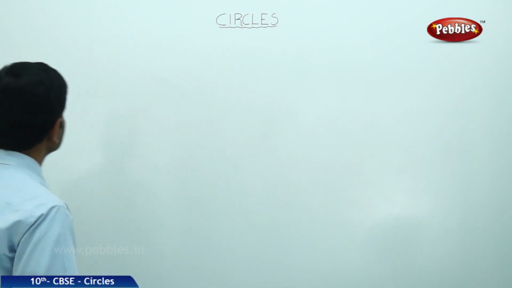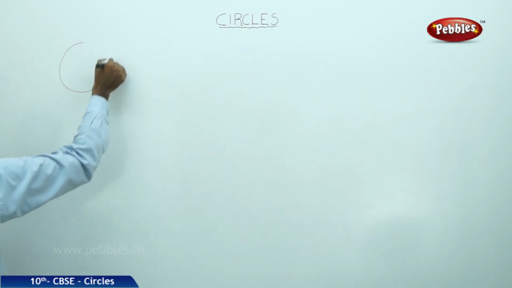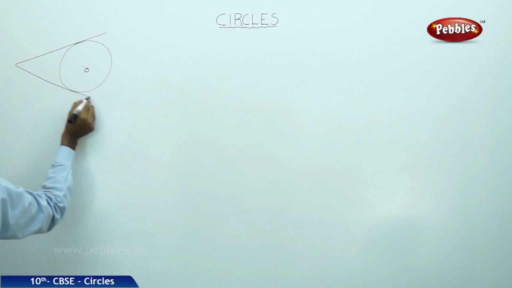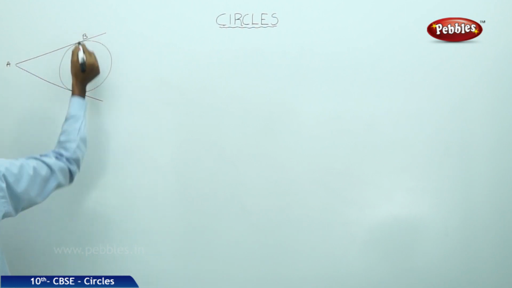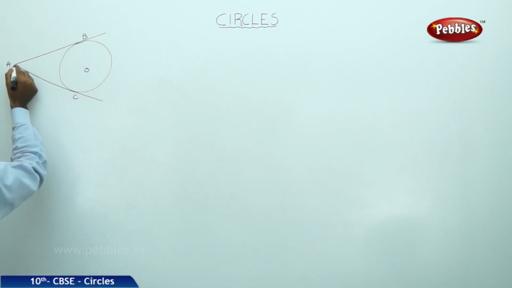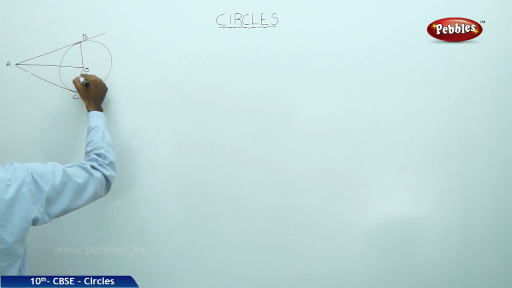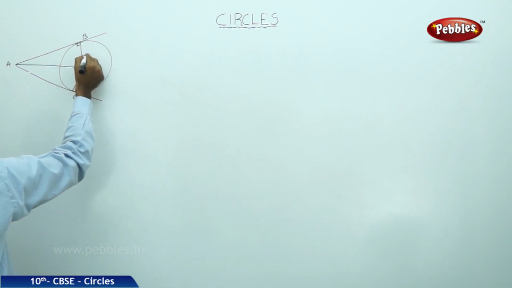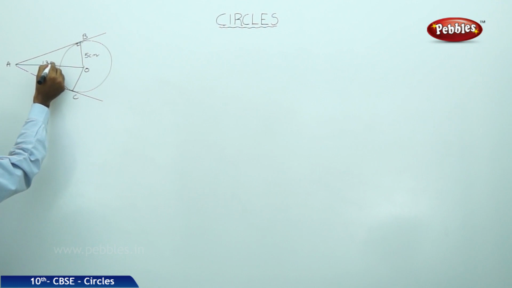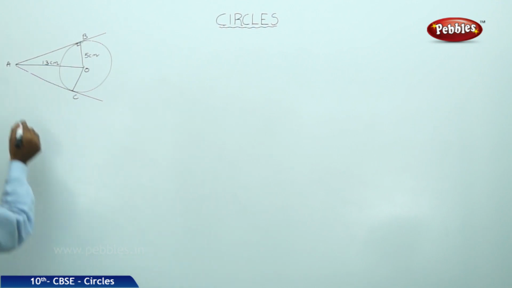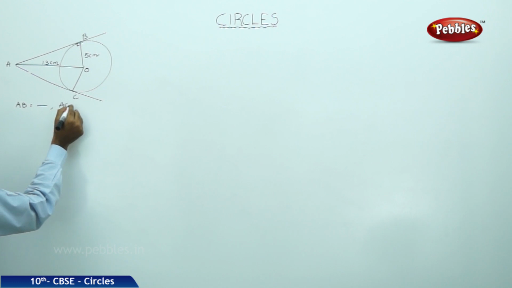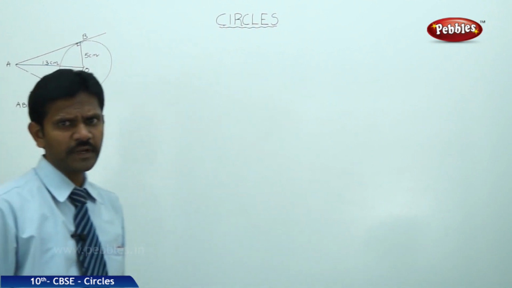Let us see the next example. Let O be the center of the circle. AB, AC are the two tangents drawn from an external point A. Now, the length of OB is 5 centimeters and the length of AO is 13 centimeters. Now, you have to find AB equal to blank and AC equal to blank. This is what you have to find.